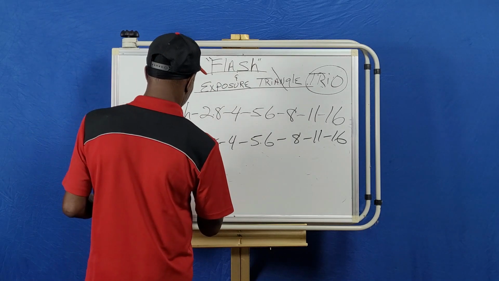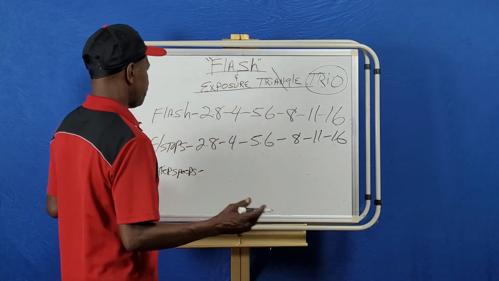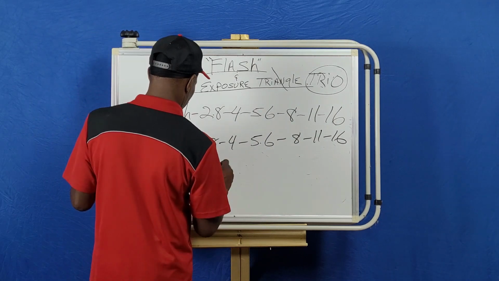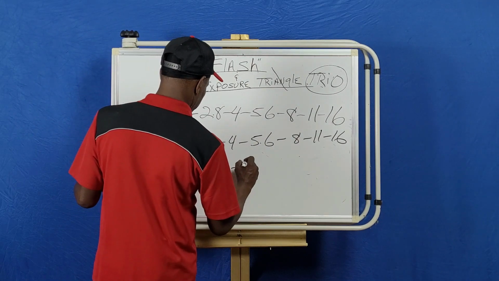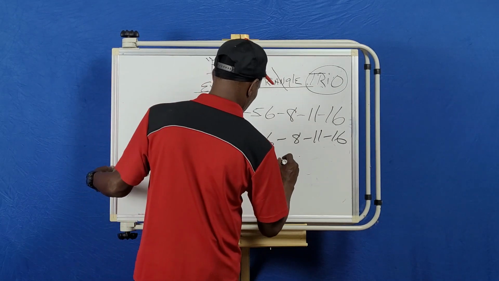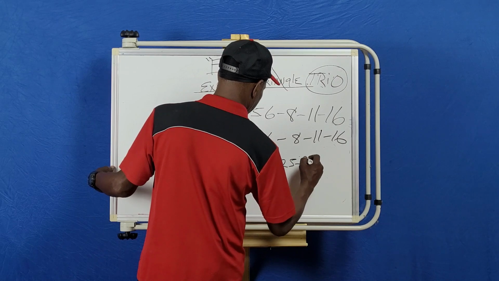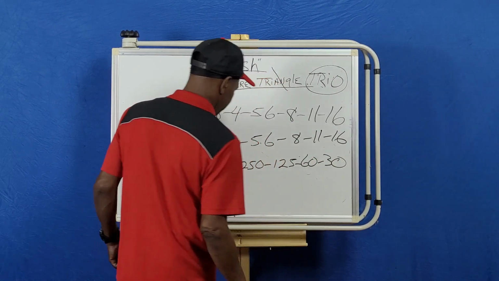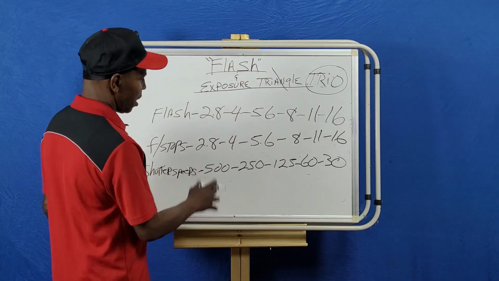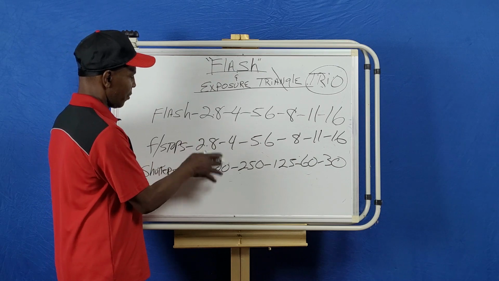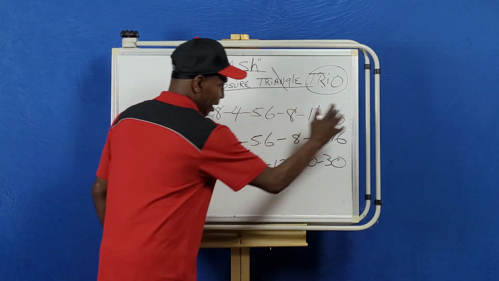And so your shutter speeds, it's pretty much the same. We're going to go 500, 250, 125, 60, and a 30. Now there's more to offer in all three of them. I just ran out of room.